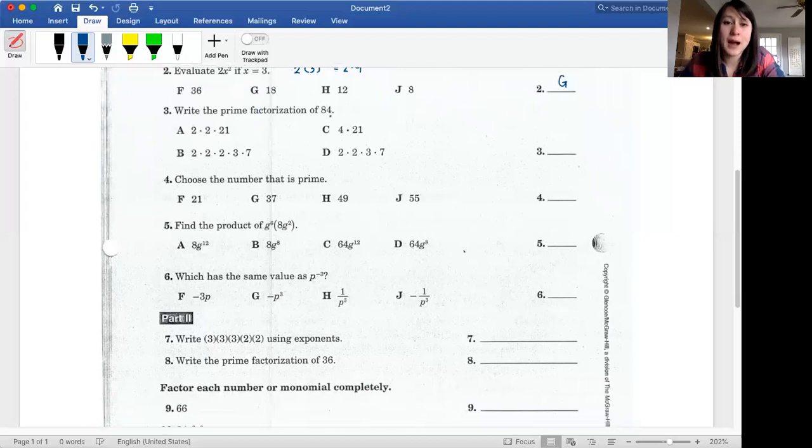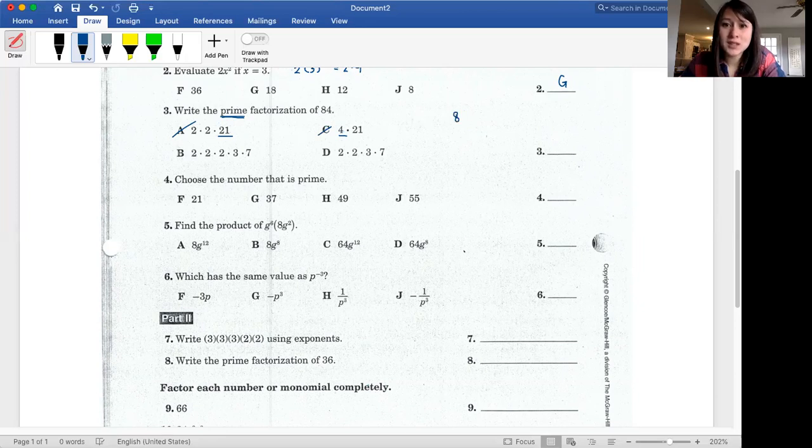Number 3, the prime factorization. So anytime you see the word prime, that means your answer should be made out of numbers that are prime numbers. So if you look at your answers, we've got 21, we've got 4 here. These are not primes because you could break those down even more. So immediately you know that A and C are not possible answers.